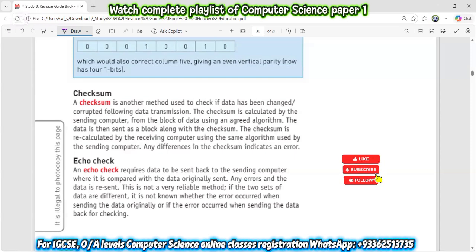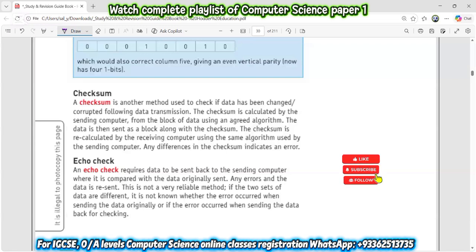Now it is the sender's job to compare the two sets of data, the one that was sent earlier and the one that it has received lately. And the two values are matched. If they are equal, it means that data has been accurately sent. Otherwise, there is a problem. So this is how the whole echo check works, and it is a very simple method.